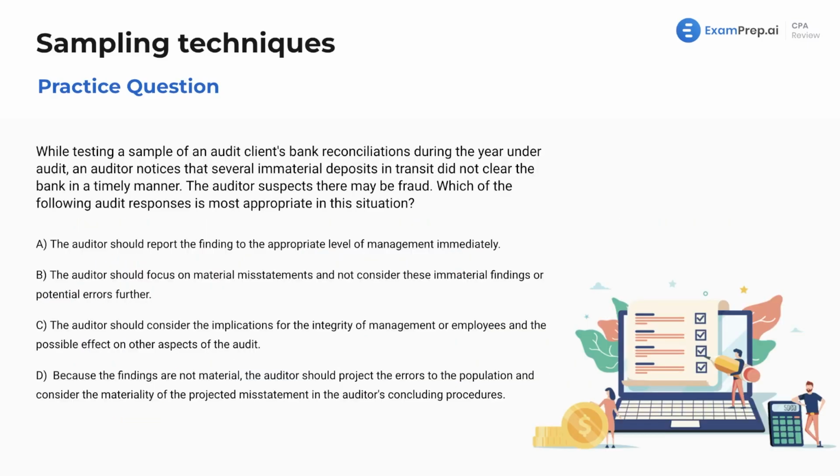While testing a sample of an audit client's bank reconciliations during the year under audit, an auditor notices that several immaterial deposits in transit did not clear the bank in a timely manner. The auditor suspects there may be fraud. Not good at all. Which of the following audit responses is most appropriate in this situation?